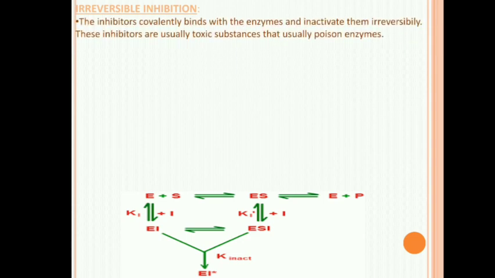Now come to irreversible inhibition. What is irreversible inhibition? Basically, in irreversible inhibition, the inhibitors covalently bind with the enzymes and inactivate them irreversibly. Unlike that, in the case of reversible inhibition, the inhibitors bind non-covalently to the enzyme and the inhibition is reversible. These inhibitors are usually toxic substances that poison the enzymes.